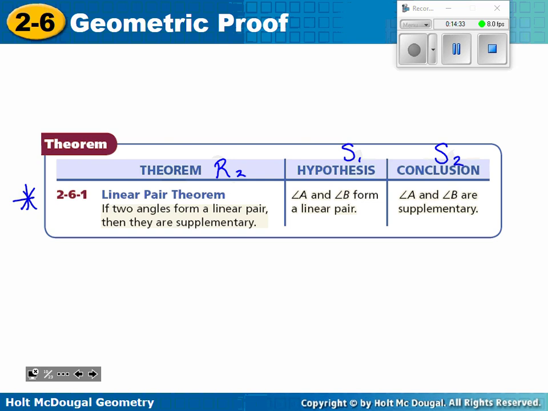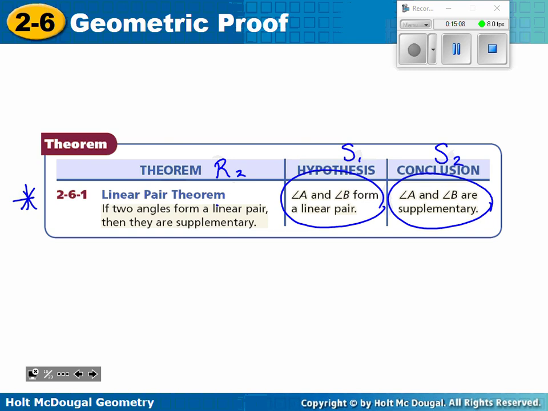So let me explain what it says. If two angles form a linear pair, so if somewhere in your proof you have angle A and angle B form a linear pair, that's one of your statements. This theorem says if they form a linear pair, then they are supplementary. So your next statement you could write is that now angle A and B are supplementary. This is exactly what you would write as statement number 2. And the reason that you can say that is the linear pair theorem.